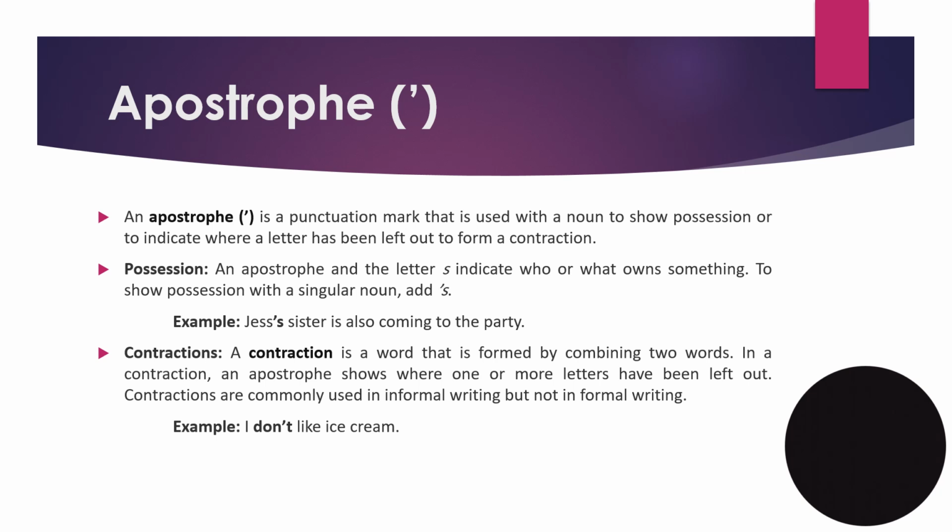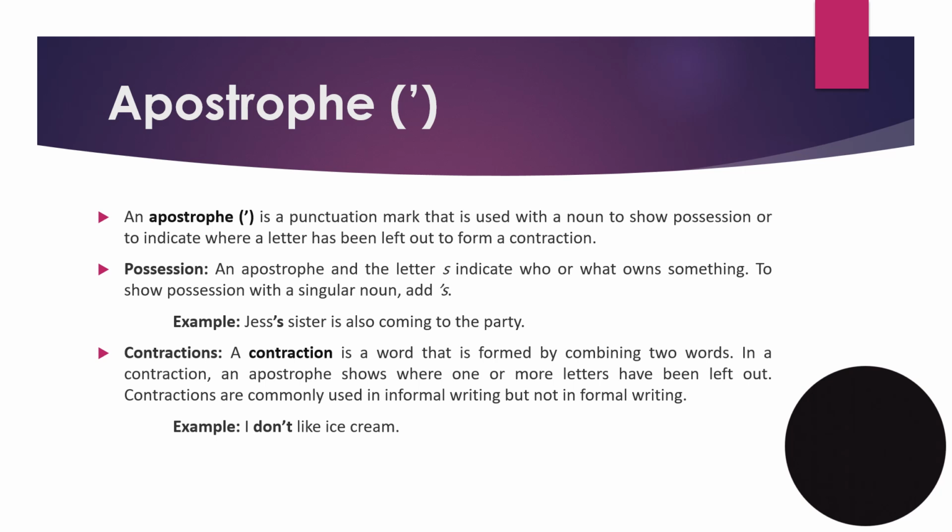Now, apostrophe. An apostrophe is a punctuation mark that is used with a noun to show possession or to indicate where a letter has been left out to form a contraction. Possession: an apostrophe and the letter S indicate who or what owns something. To show possession with a singular noun, add apostrophe S. Example: Jess's sister is also coming to the party.